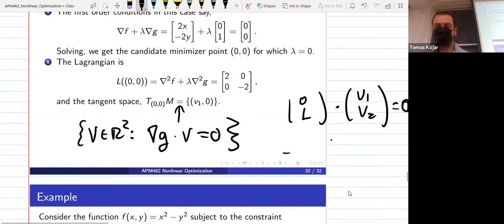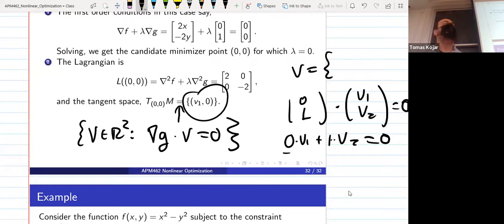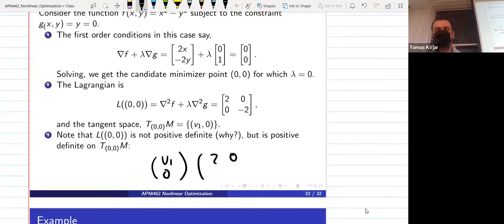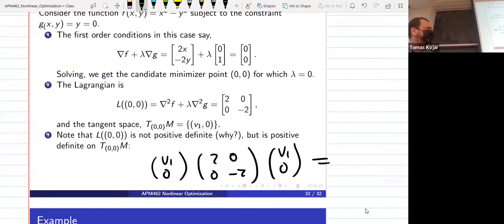All right. 0 V1 plus 1 V2. So V will be of the form what? This guy, right? So that's it. You found the tangent space. Now you have to check that this matrix is positive definite. So I take V1, 0, times the matrix 2, 0, 0, minus 2, times V1, 0. Can someone tell me what this is equal to?